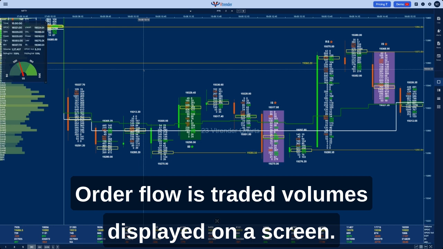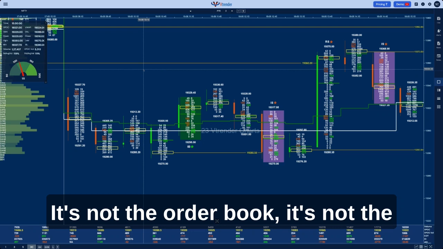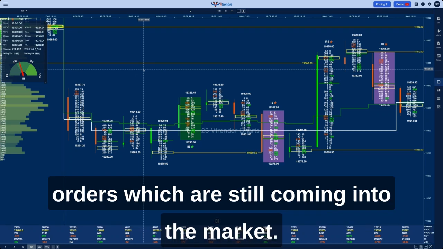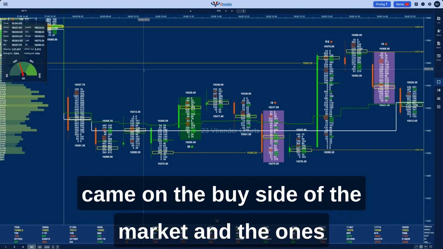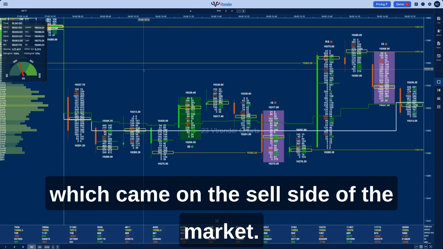Traded volumes displayed on a screen. It's not the order book, it's not the orders which are still coming into the market, but order flow is traded quantities displayed as the ones which came on the buy side of the market, and the ones which came on the sell side of the market.